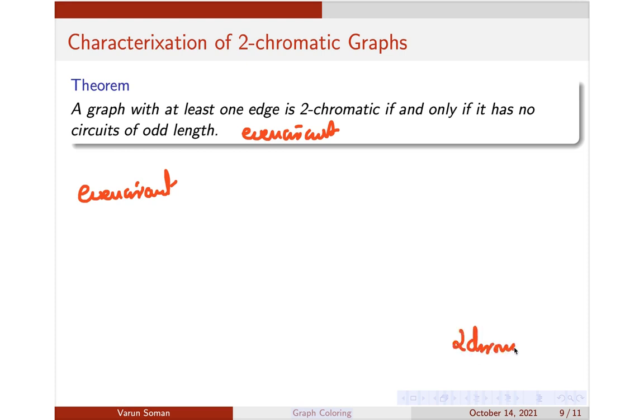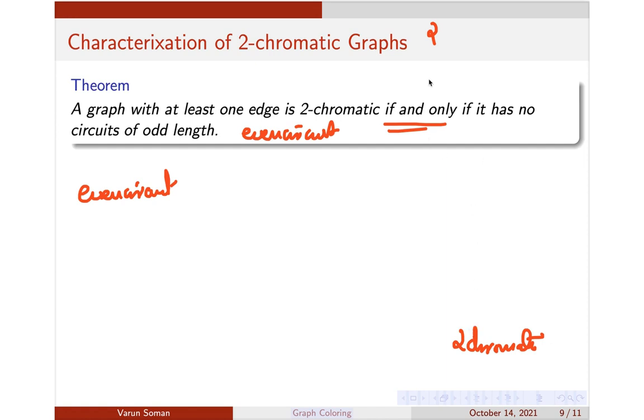That is one way. The other way is we'll have to show that if a graph is two chromatic, then it has no odd circuit. So this is an if and only if condition, and you have to prove both ways. In the first way I'll prove the reverse one, that is, assuming it contains no circuits of odd length, that is, it contains only even circuits, and then I'll prove that it's two chromatic.